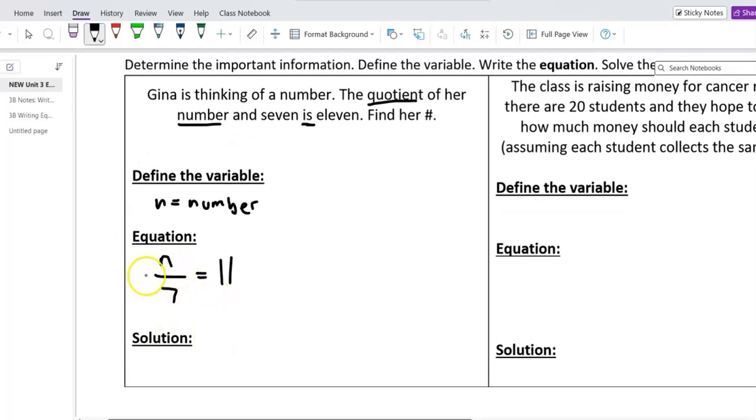We have to do inverse operations. And so we currently have divide by 7, so we would multiply by 7 on both sides, giving us n equals 77 here.